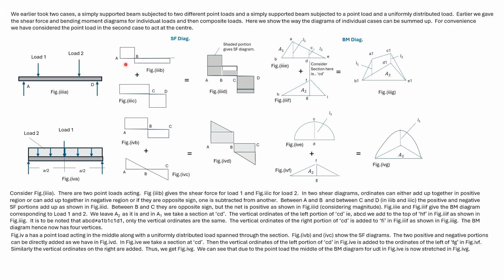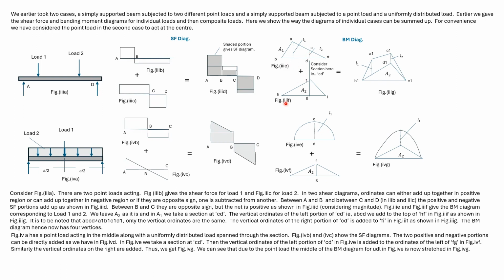Here between A and B, we add the shear force in the positive region. Between B and C, we subtract. So the shaded portion gives the shear force. Between C and D, we add the shear force in the negative region. These are the bending moment diagrams for load 1 and load 2.